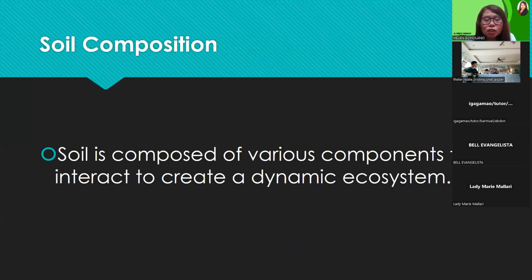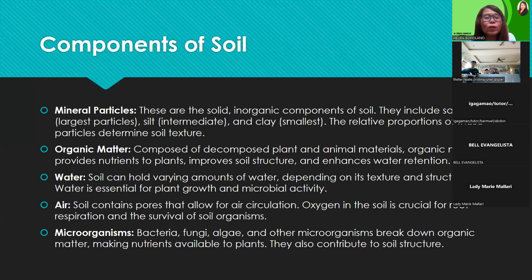Now, therefore, soil is composed of various components that interact to create a dynamic ecosystem. So, what are the different components of soil? We have mineral particles. These are the solid or inorganic components of soil. They include sand, the largest particle, silt, the intermediate, and clay, the smallest. And the relative proportions of particles determine soil texture.